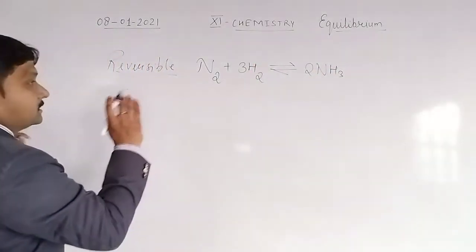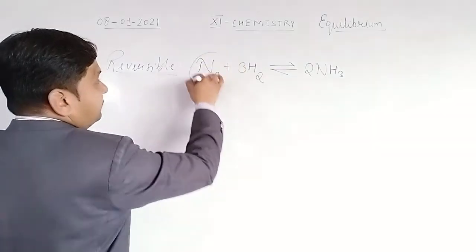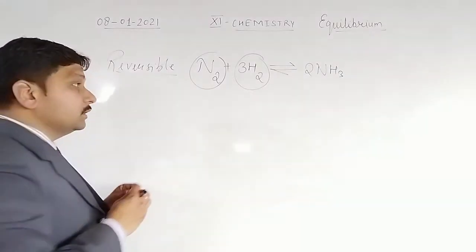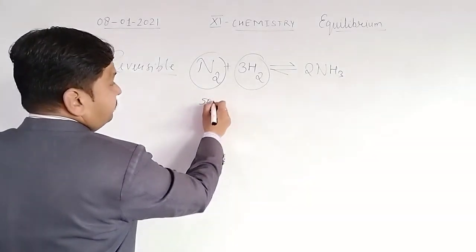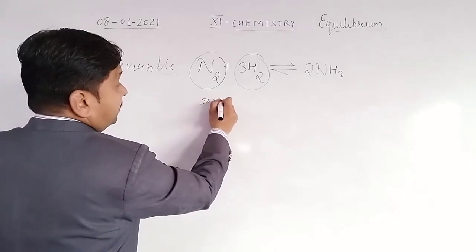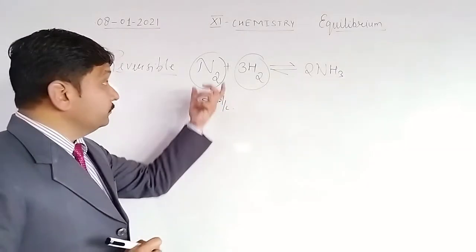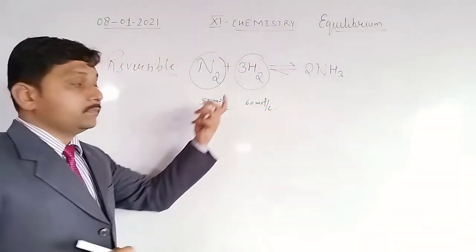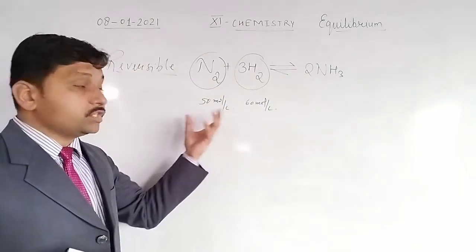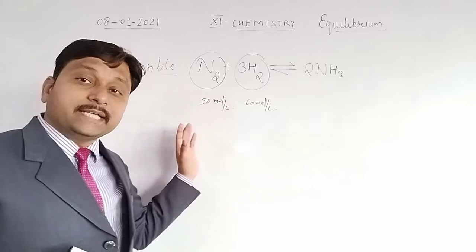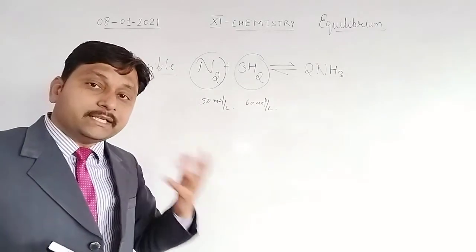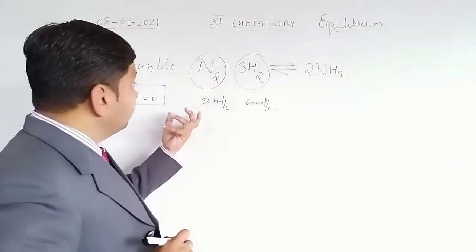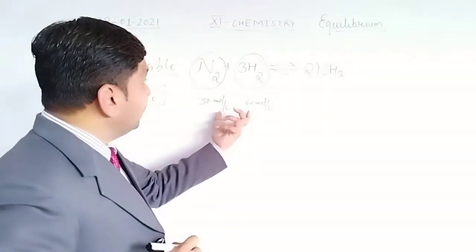Let us see. Suppose there is some amount of the nitrogen in the starting time and there is some amount of hydrogen. So let us assume 50 mole per liter is the amount of nitrogen and 60 mole per liter is the amount of hydrogen. Clear? So these are the two concentrations of nitrogen and hydrogen. But at the time of 0, what is the time of 0? T is equal to 0 means 50 and 60 have not yet reacted.